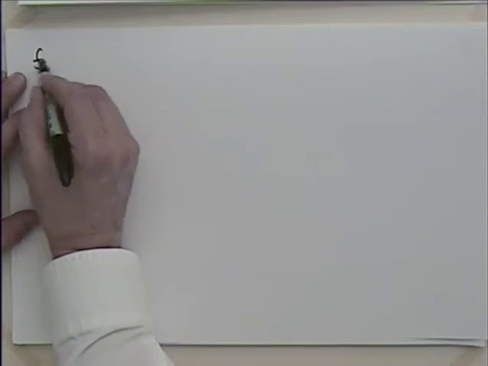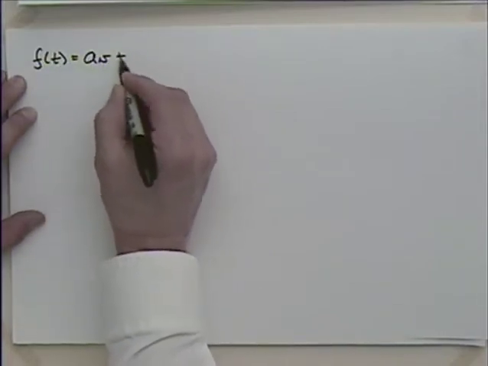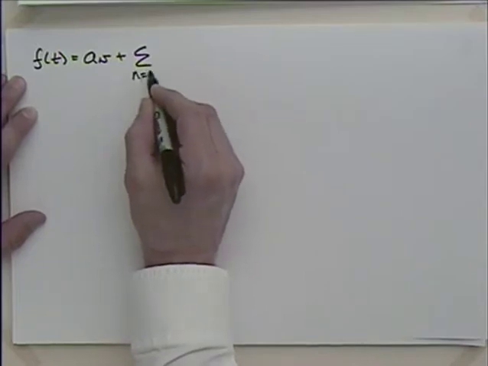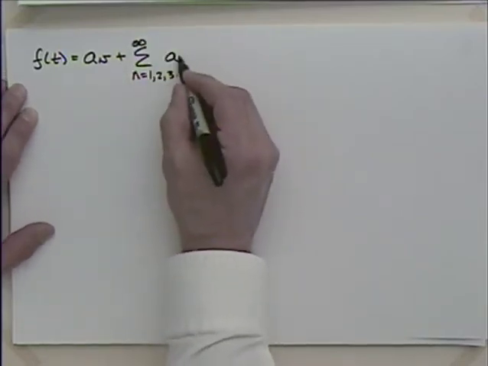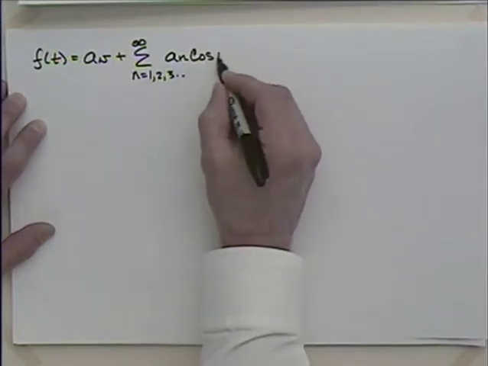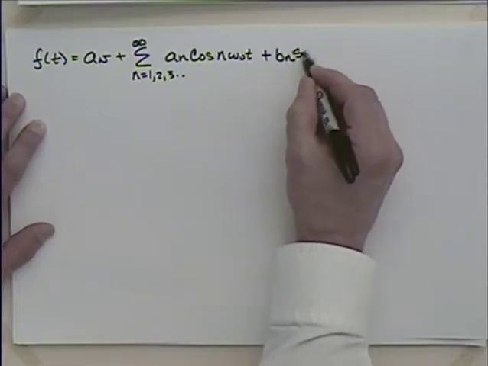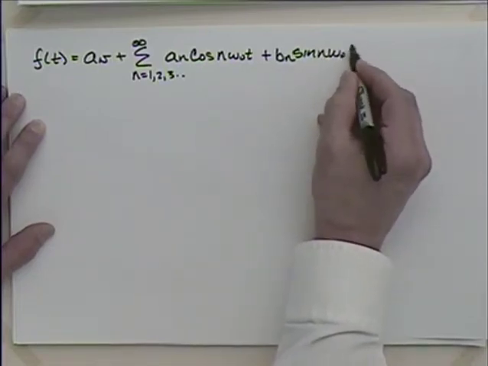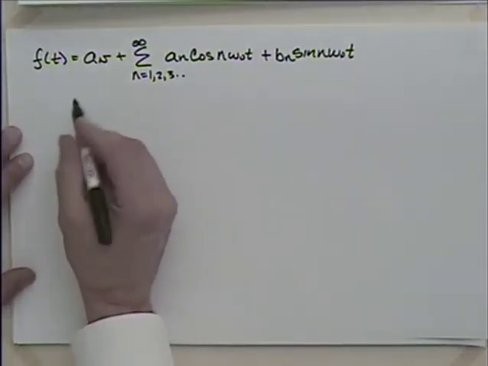So real quick, we'll just say f of t in general is your average value plus the sum of a sub n cosine n omega naught t plus b sub n sine n omega naught t. Your author does this, and I'll stick with it. We're changing back to n now.